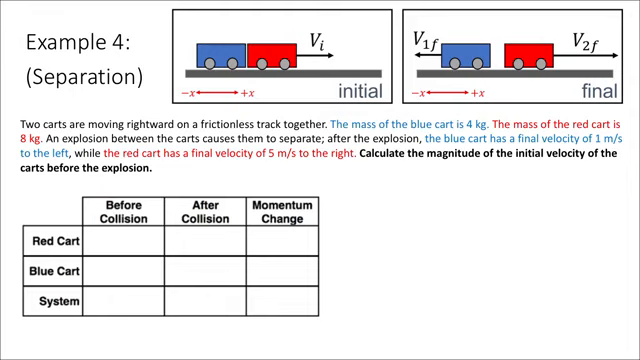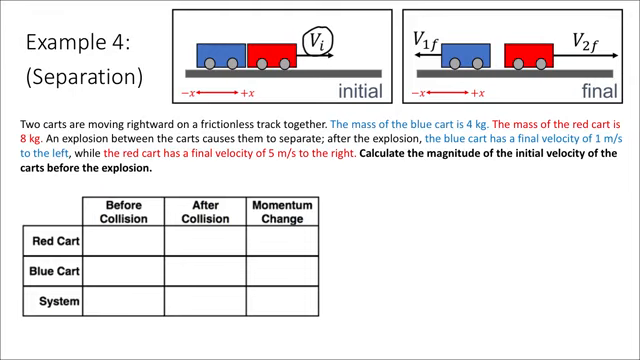Let's calculate the magnitude of the initial velocity of the carts together before the explosion. So we're going to be solving for this initial VI term. Okay, I'd like you to take a moment right now, pause the video, and see if you can solve this problem yourself using the momentum table and the examples we've solved so far. Take a moment now, pause the video, and come back when you're finished.